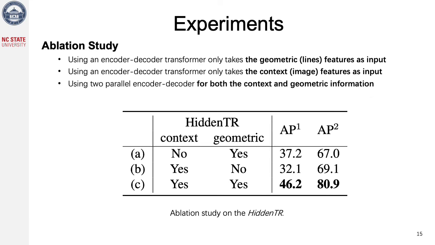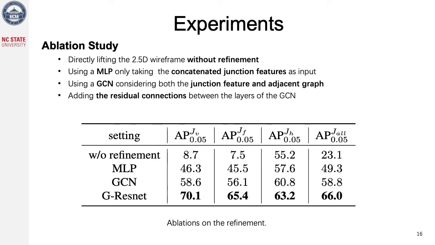In ablation studies, we use the predicted 2D location of the hidden junctions to evaluate the average precision under the threshold 1 and 2. Experiments results show that both global contextual features and the geometric features of visible lines are important for the task of HoW-3D. We also evaluate the effect of the GCN for refinement. Directly lifting the 2.5D wireframe would lead to very poor performance. The GCN module gets better holistic wireframe reconstruction results than the MLP, which does not consider the structural information.